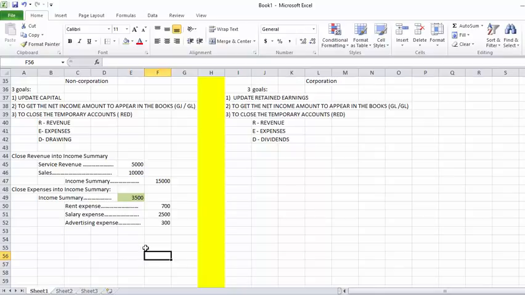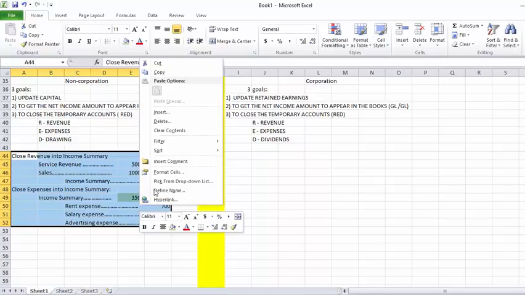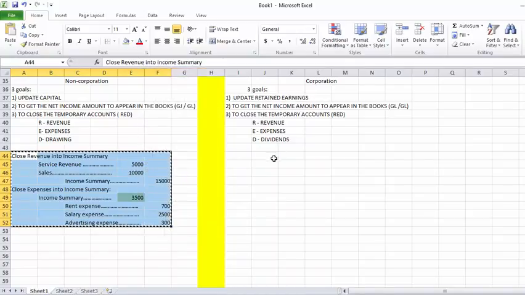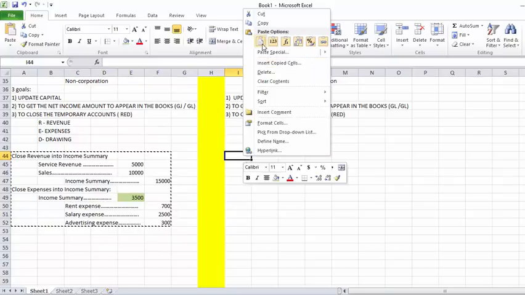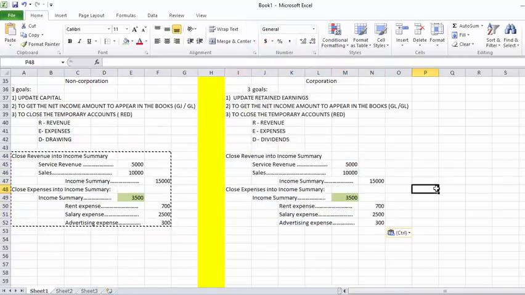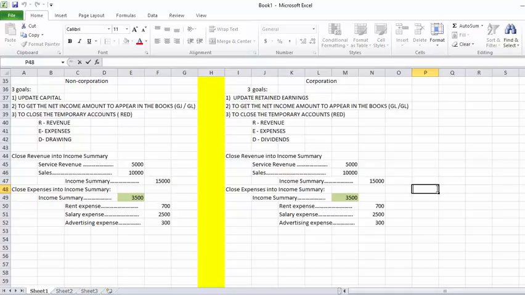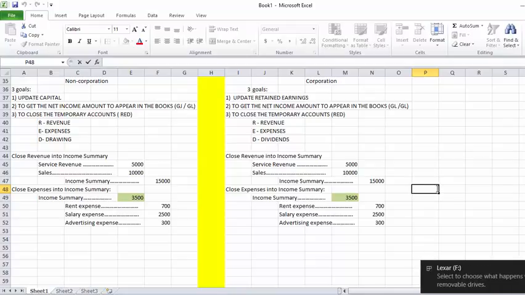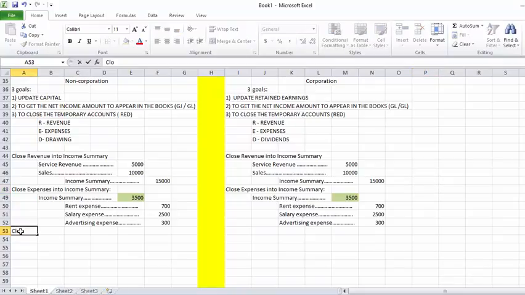Okay, hopefully that rings a bell. So I'm going to just copy and paste this over to this side because you would never know looking at the first two closing entries whether we are dealing with a corporation or a non-corporation. So the closing entries of revenue and expenses, no change. What's different is what happens in closing entry number 3. Under a non-corporation, we're going to close our income summary into capital.